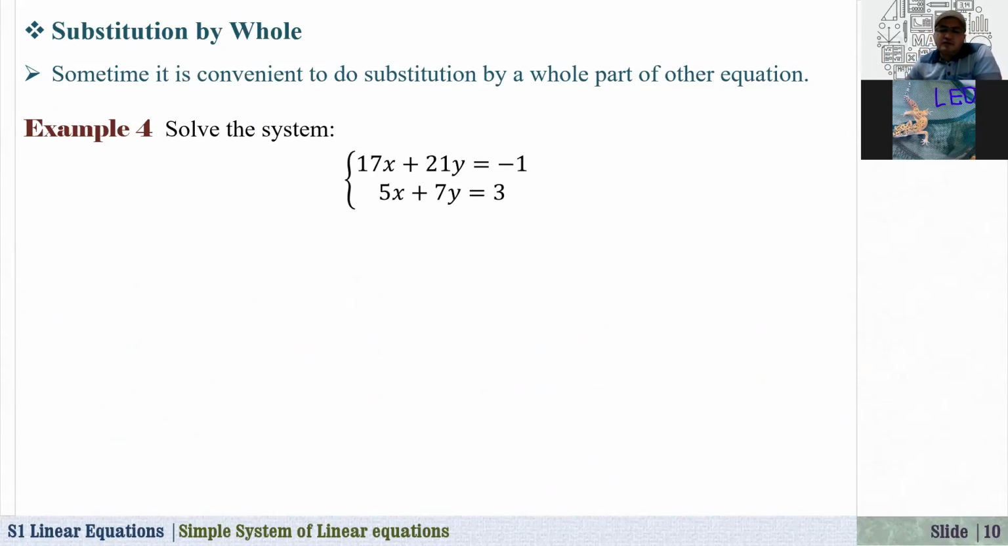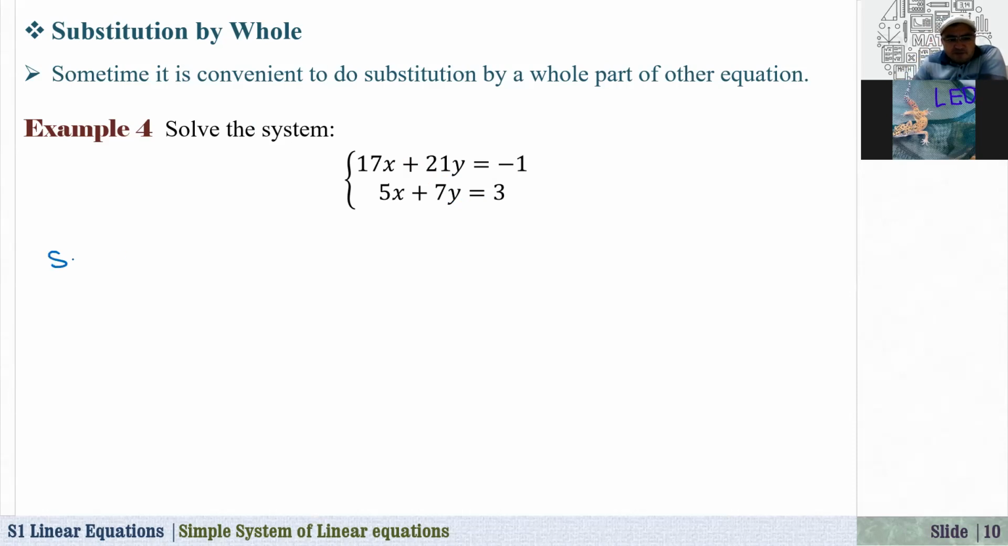Substitution by whole. This also just to give you an idea. Sometimes we can just substitute the whole thing into the equation. Now if you look at this system, for example, 17x plus 21y is equal to -1. And the second one, 5x plus 7y is equal to 3.